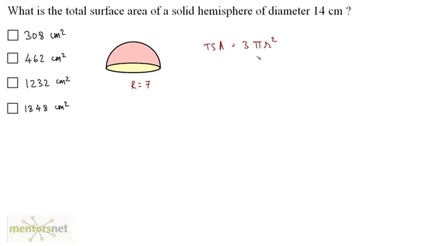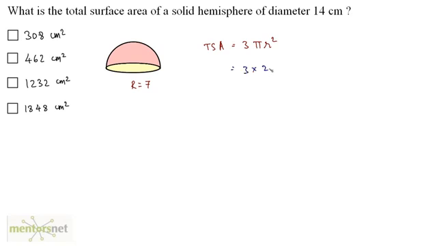Well, if you're wondering how we got that, that is equal to half of the total surface area of a complete sphere plus the surface area of this base. So basically it's the area of this red shaded region plus the area of this yellow shaded region. Anyway, the formula is 3 pi r square. Let's put in the values and get the answer.